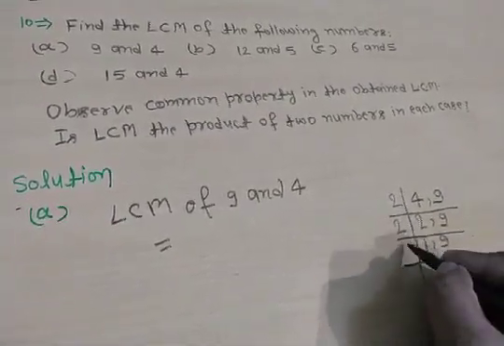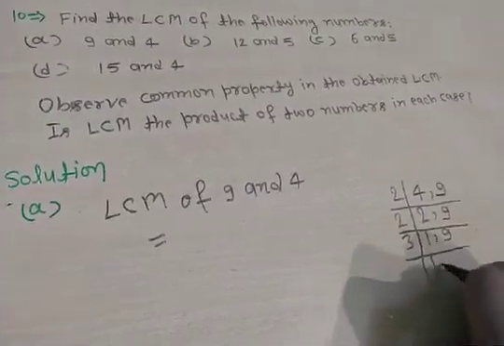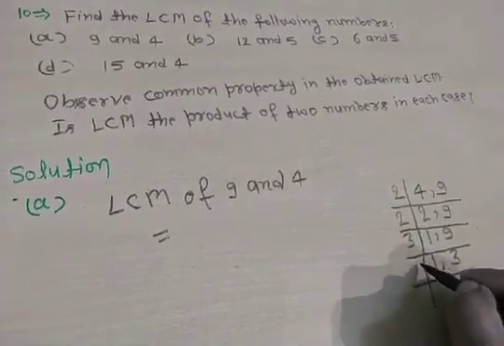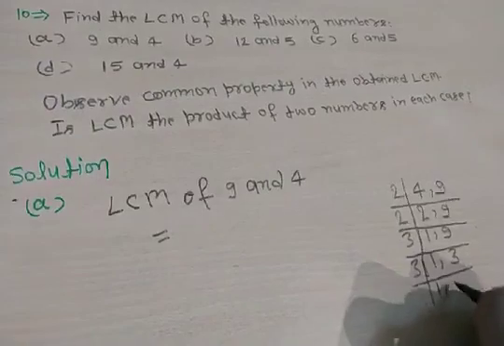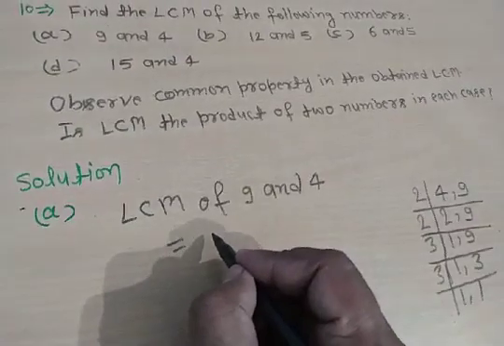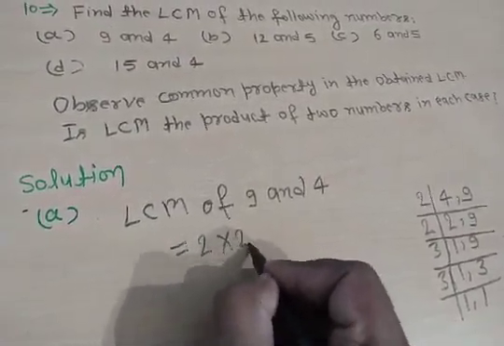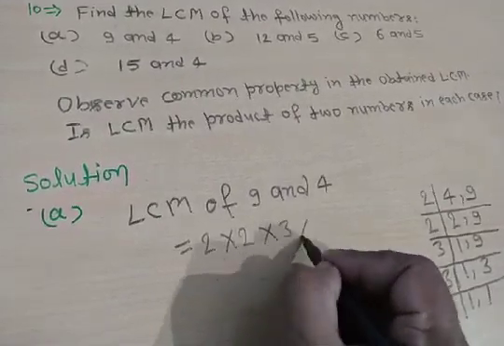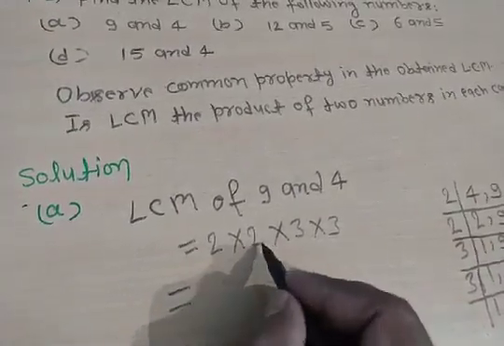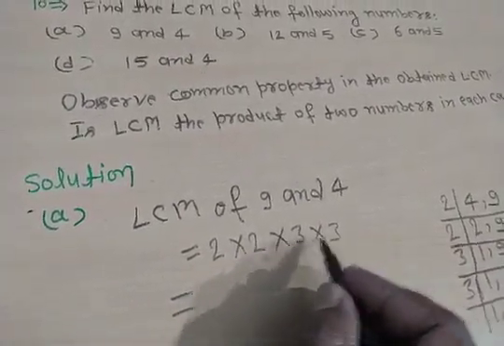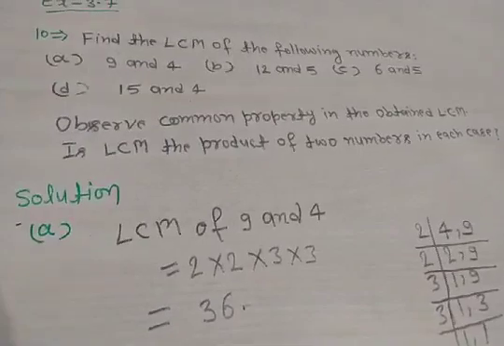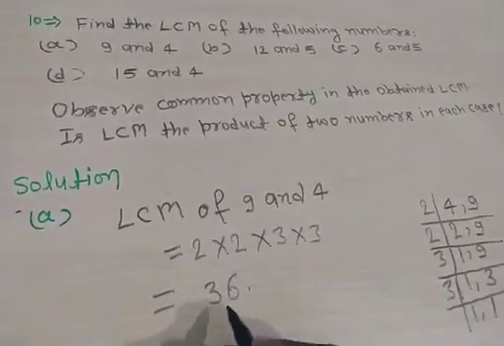Now 3 divides 9, and we write 1 as it is. 3 threes are 9. Clear? Now again we select 3, 1 threes is 3. So LCM is equal to 2 into 2 into 3 into 3. So this is equal to 2 twos are 4, 4 threes are 12, 12 threes are 36. So you can see here 36.